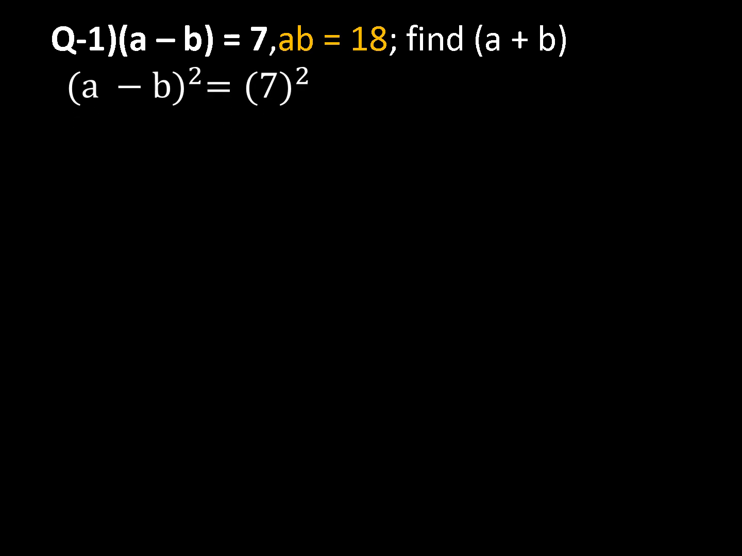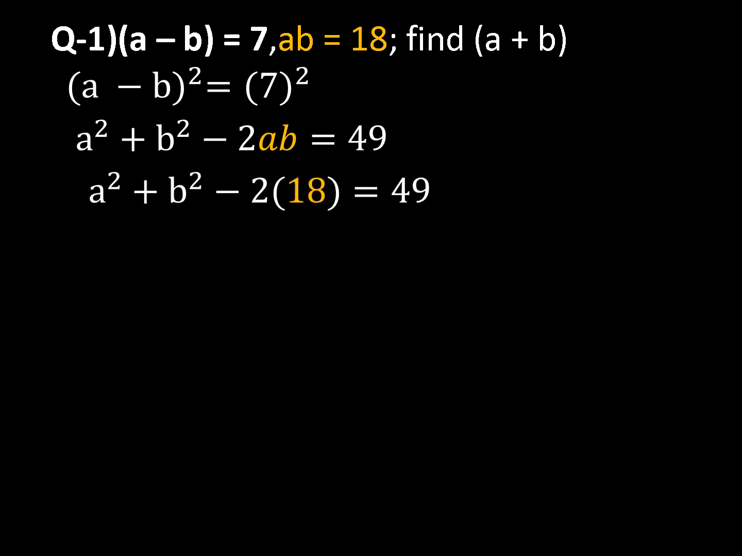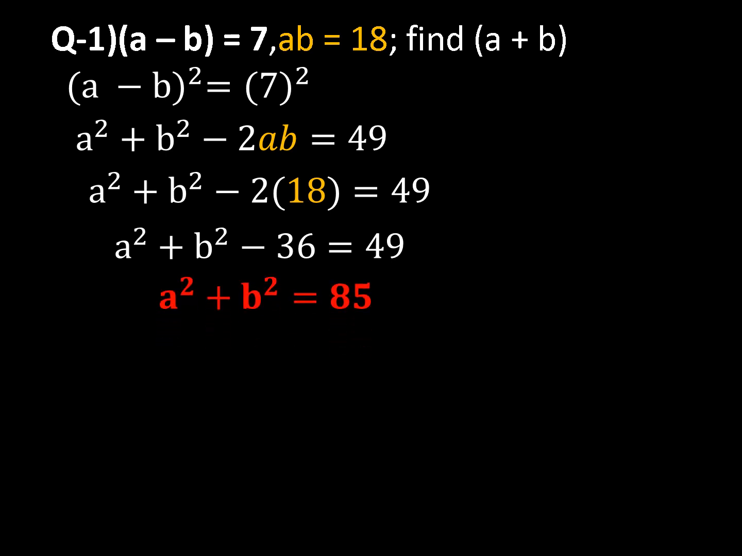Squaring on both sides, we will get a square plus b square minus 2ab is equal to 49. We will replace the value of ab, that is 18, which will give us a square plus b square minus 2 into 18 equal to 49. On simplifying this, we will get a square plus b square minus 36 equal to 49. Shifting minus 36 to the other side, we will get a square plus b square is 85.